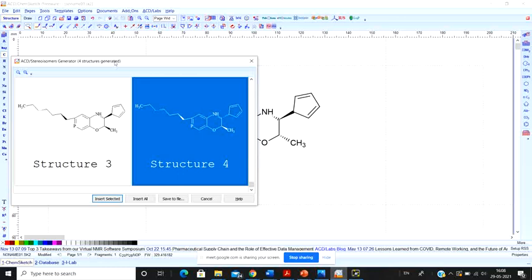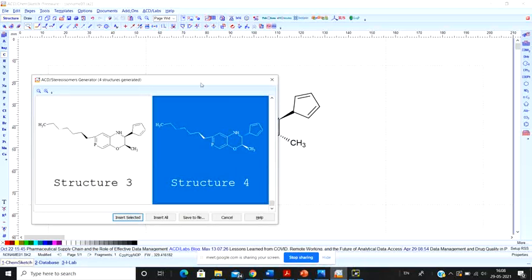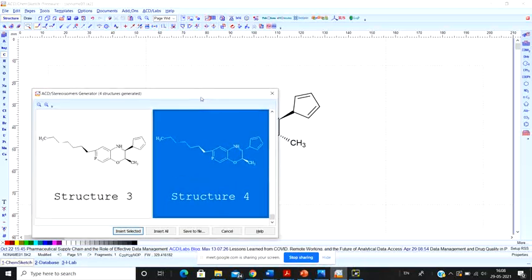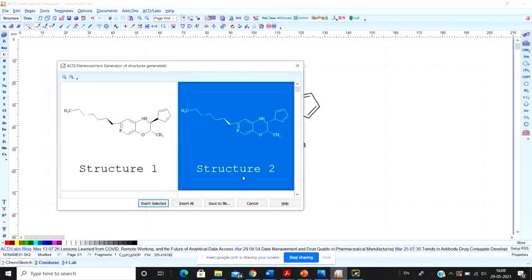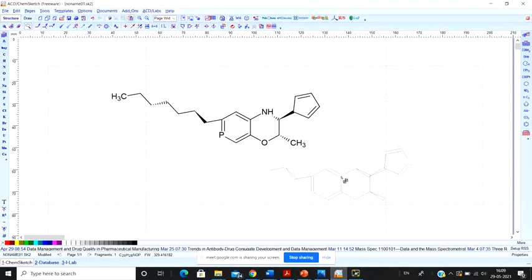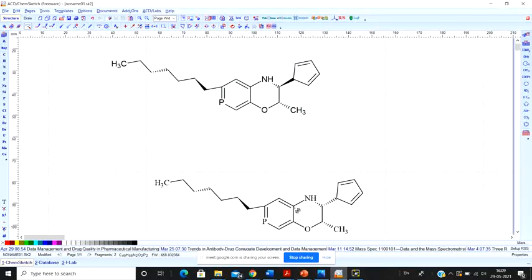We have to see actually how it is different. And in this particular case also, how it is different. No, it is actually pretty much the same. It is only different in this particular aspect. So by analyzing it, suppose I have selected this particular structure. Now I will simply click on insert selected, and this particular molecule has been selected.